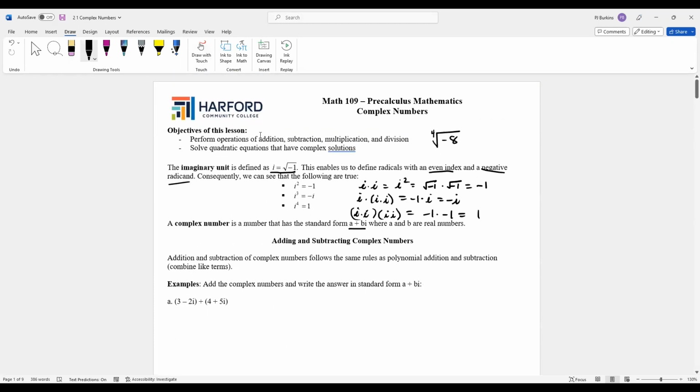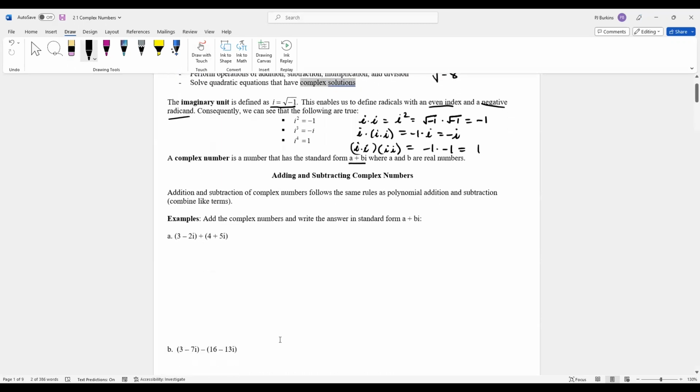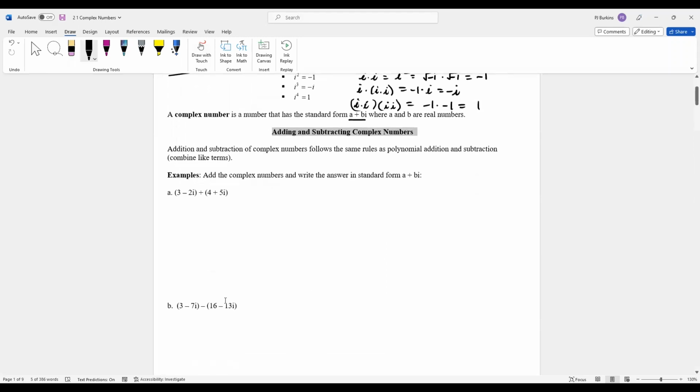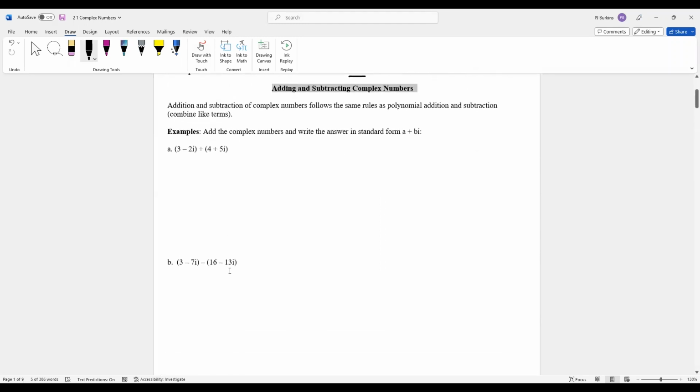Some of the things we're expecting to be able to do here are manipulations with these: addition, subtraction, multiplication, and division. And then solving quadratic equations that have solutions with complex answers. So first, we're going to add and subtract complex numbers. How do we go about doing that? Well, we just need to combine like terms.